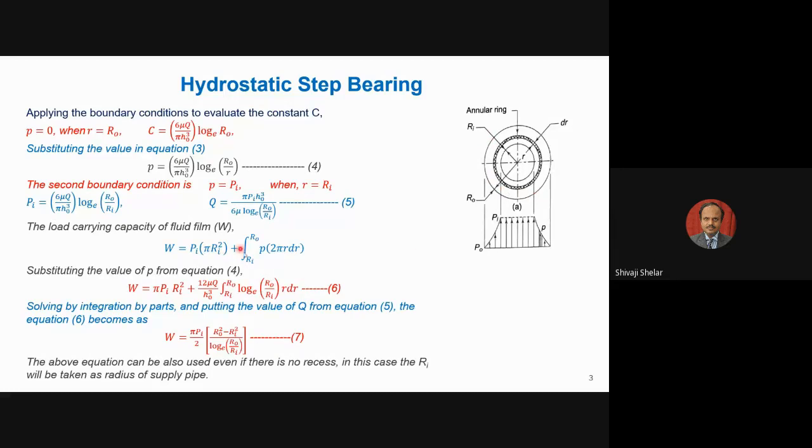So let's put in these values of P. The value of P is in equation 4, so from equation 4 we can get the value of P and put it in here. While putting this value, the constant terms of 12, mu, Q and h naught are taken outside. Whatever remains is log of Ro upon r and r dr. So this is equation 6. Now this integration is not an easy integration, but you know how to do this integration.